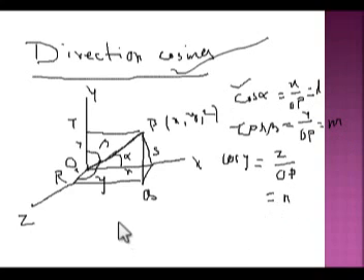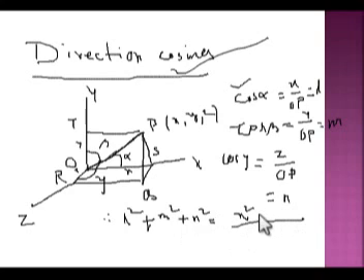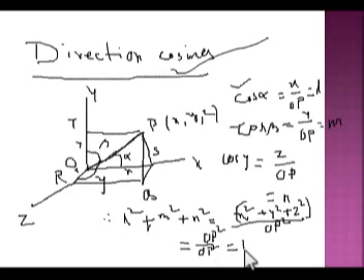If we add these, L square plus M square plus N square, we will find x square plus y square plus z square by OP square. From the earlier concept, this is equal to OP square by OP square, so this is equal to 1. So the sum of the squares of the direction cosines must be equal to 1. We have to remember this.